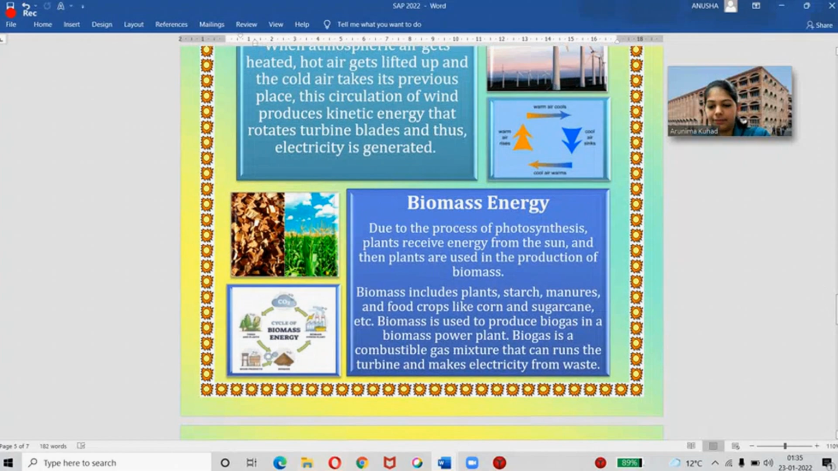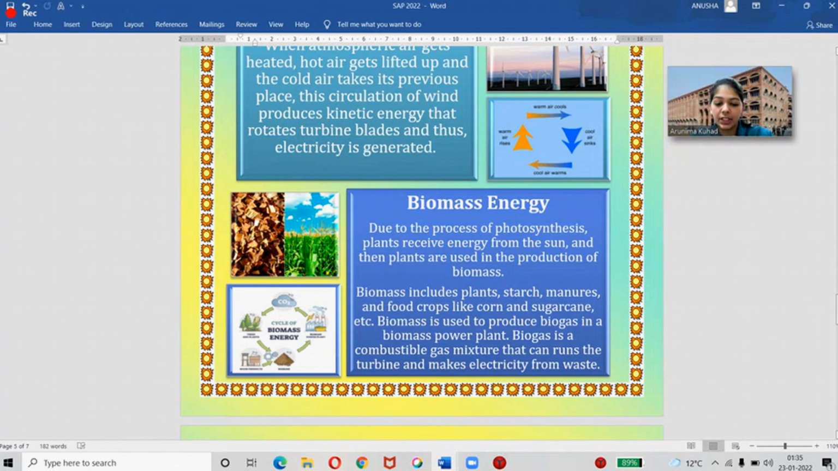Biomass energy. Due to the process of photosynthesis, plants receive energy from the sun, and then plants are used in the production of biomass. Biomass is organic, meaning it is made from material that comes from living organisms such as plants and animals. The most common biomass materials used for energy are plants, wood, and waste.